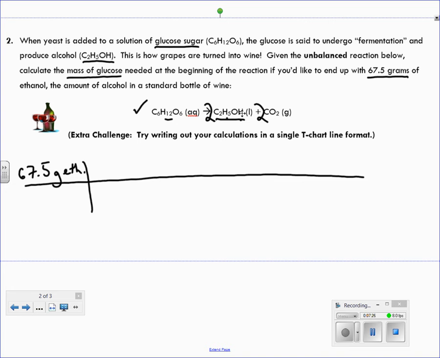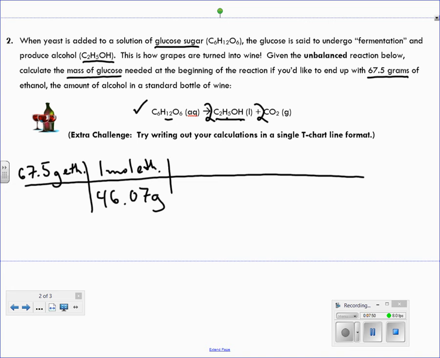That is a convention of organic chemistry. It's the little OH here at the end that makes it an alcohol. So plus the oxygen, which gives me a molar mass of 46.07 grams is 1 mole of ethanol.